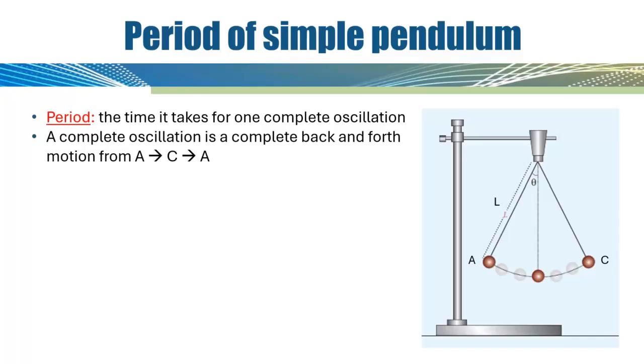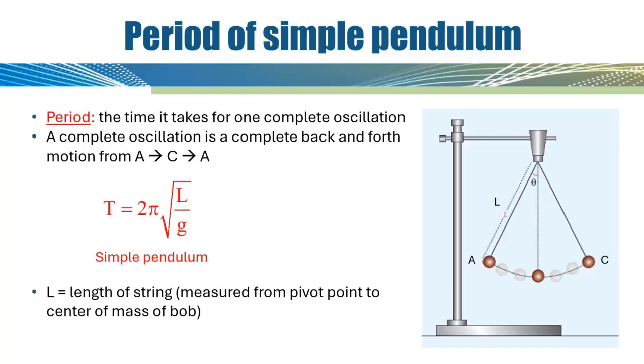The period of a simple pendulum is the time it takes to make one complete oscillation. In this example, that means going from point A to C and then back to A. You can also calculate the period using this equation. T equals 2 pi times the square root of L over g. So T is the period, L is the length of the string. Let's pause there for a second. When you measure the length of the string, you should always measure from the point of attachment to the center of mass of the pendulum bob to get good, accurate results. And then g is the acceleration due to gravity.